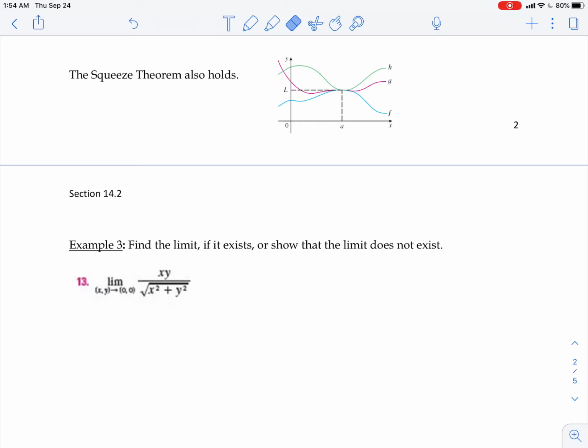Alright, welcome to page 3, and what we're going to do now is find the limit, but in this case we're going to see that when we substitute in, we're not going to get what we like. And so this is going to be kind of the basis of the squeeze theorem.